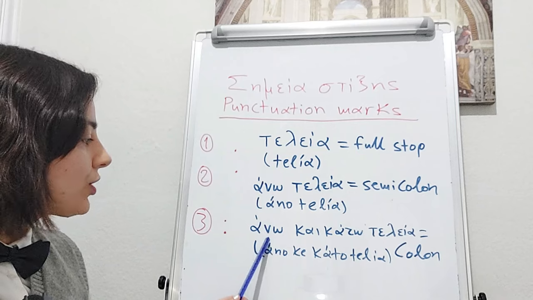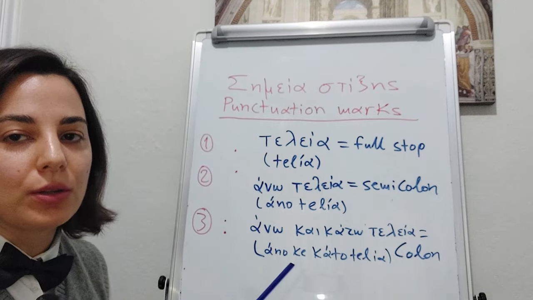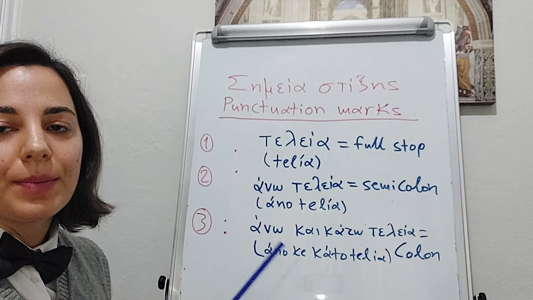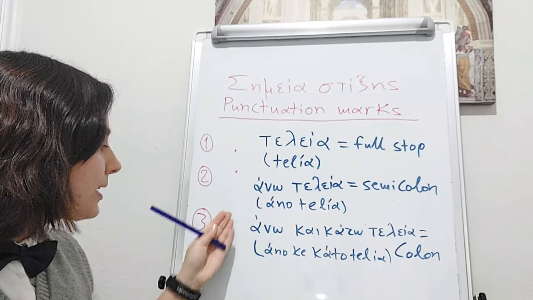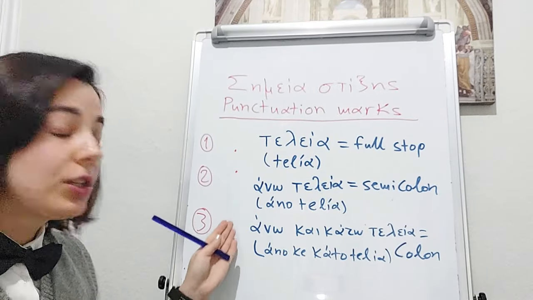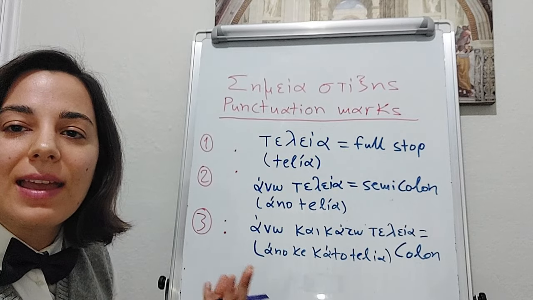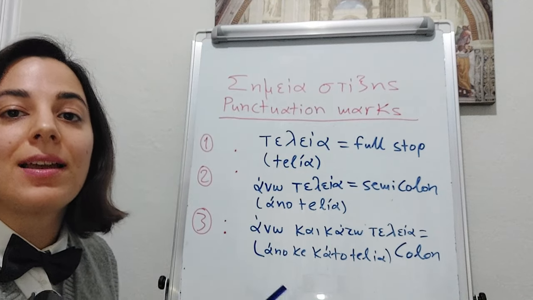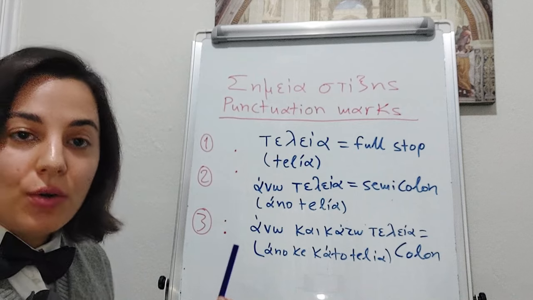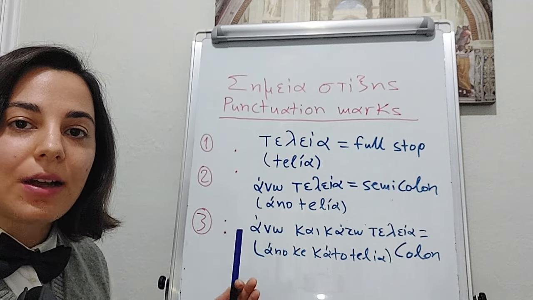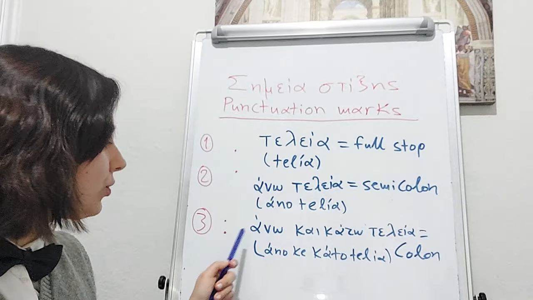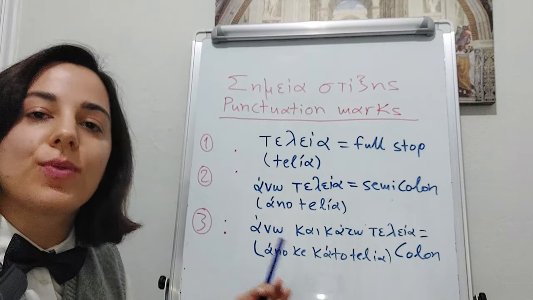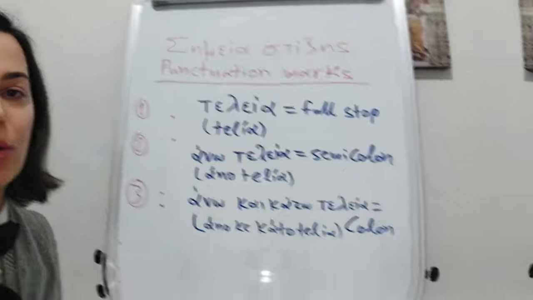You can call it also διπλή τελεία, double dot, but this is, from my perspective, wrong. Upside, next, one dot next to the other, it is a vague term. So άνω και κάτω τελεία is a more precise term. It denotes the exact place of the writing. But you may hear it as well as διπλή τελεία, double dot.